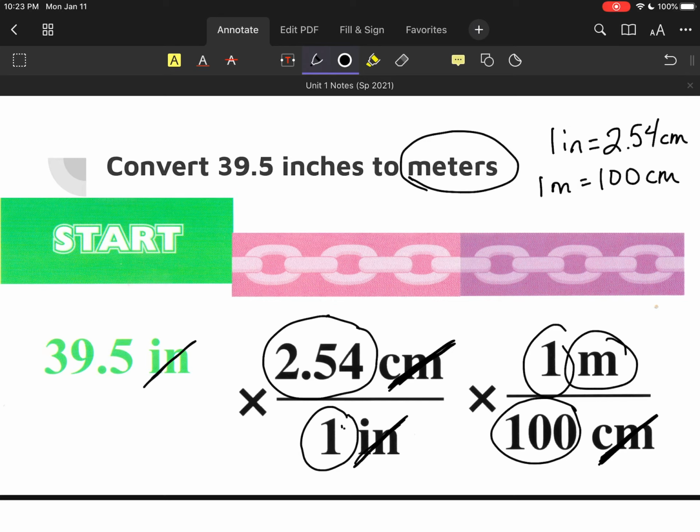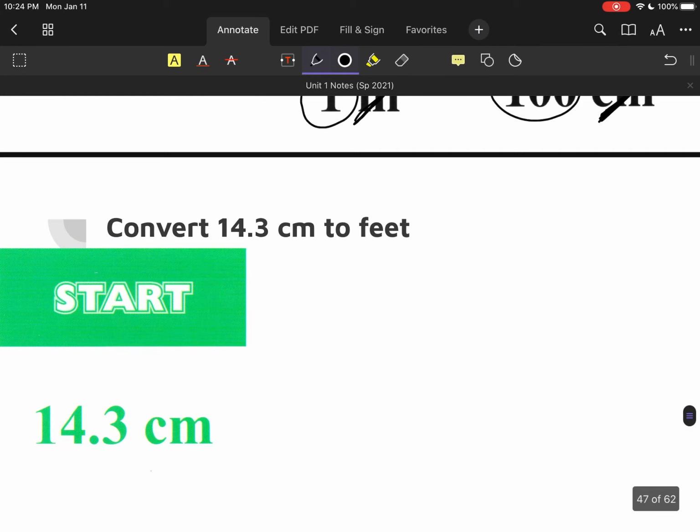So in this calculation, anytime I have two things that are equal to each other, I can put them in what I call a fraction, okay? And it means the same thing. There's 100 centimeters in 1 meter.